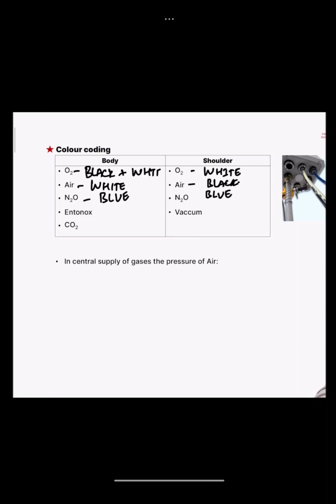Entonox, you know what is Entonox, guys? Entonox is a mixture of nitrous and oxygen, 50% nitrous, 50% oxygen. Normally it is used for labor analgesia. We give it while the patient is having contractions. During contraction we tell the patient to inhale this Entonox. Anyways, what is the color coding of Entonox, guys? It is blue body and white shoulders.